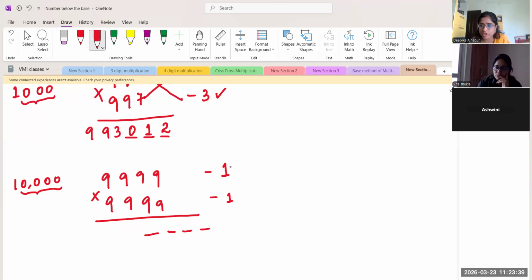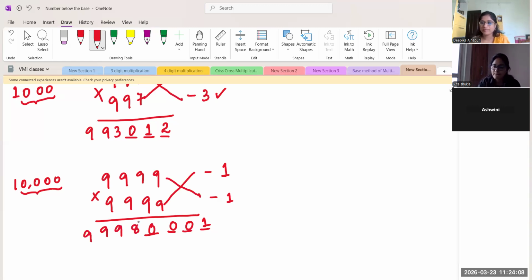Just multiplication of the differences, whatever we have calculated. -1 into -1 will be +1. So I should write that +1 as 0, 0, 0, 1. That's it. So this completes my right part of the answer. And then just to do the cross answer, that is 9,999 minus 1, or this is also same, right? So it will be just 9,998, and this is the answer.